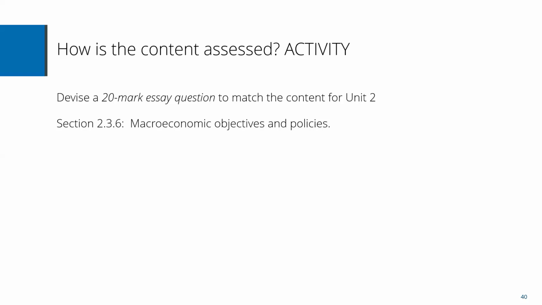Remember that for a 20-mark essay question, we're going to need a certain command word. I'm not going to tell you what it is right now. See if you've looked at the sample assessment materials. Maybe you've identified it for Unit 2. What would the command word be? And you would use that to ask any sort of question that you think might be appropriate to test macroeconomic objectives and or policies. So the actual question, so the command word, and how would you use that in a question? So just have a think about it, and I'll come back to you in just a minute or so.